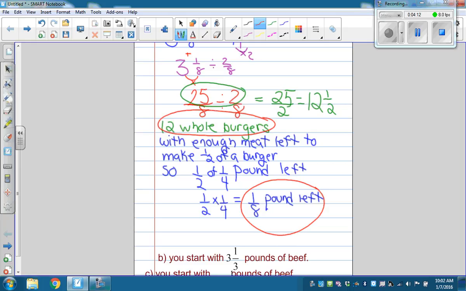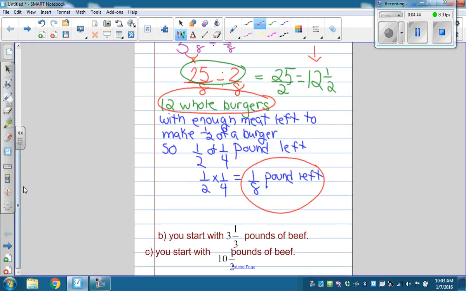And that's how you answer the question. You could write a sentence: I could make 12 burgers and I'd have 1/8 of a pound left. So the answer to the question is how many burgers can you make and how much meat is left. So if you said 12 1/2 and circled that as your answer, that's not right. That's just the beginning of getting your answer. Okay?